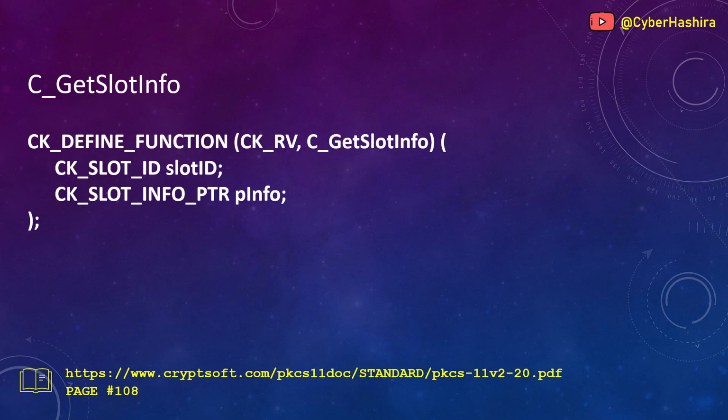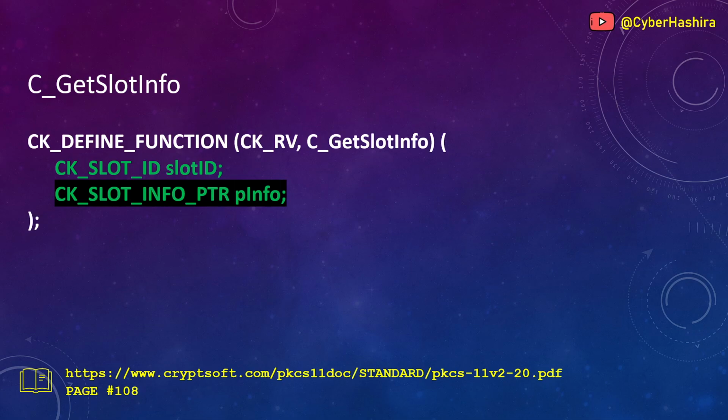Information about this function is available on page 108. C_GetSlotInfo is used to obtain information about a slot. This function takes two arguments. The first argument is of type CK_SLOT_ID. It is the ID of the slot which an application is trying to get information on. Before calling the C_GetSlotInfo function, it is generally good practice to call C_GetSlotList first, just to make sure that an application is using a slot number that actually exists.